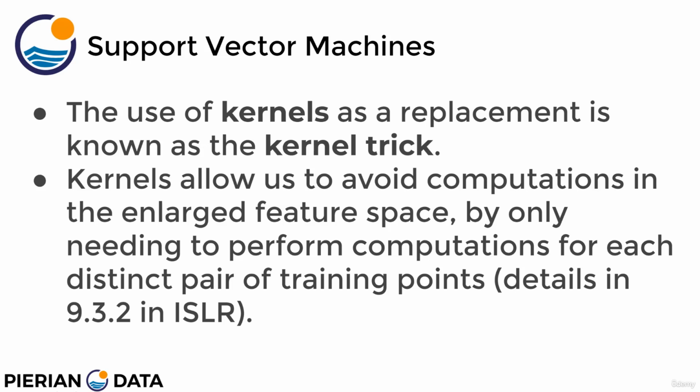We're able to rewrite that relationship from the support vector classifier in terms of an inner product. And then we have a variety of kernels to choose from that are essentially defined as similarity functions, which I can swap in wherever I see that inner product happening. And then kernels allow us to avoid computations in the enlarged feature space by only needing to perform computations for each distinct pair of training points, where I really only need to consider those support vectors themselves. The full details behind this can be found in section 9.3.2 in ISLR.